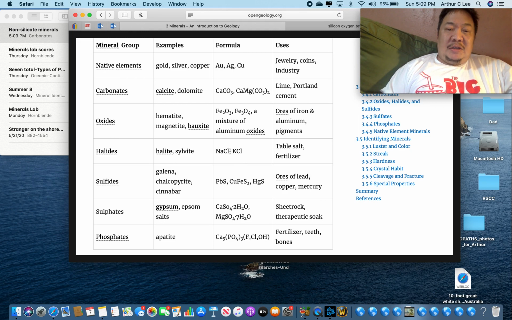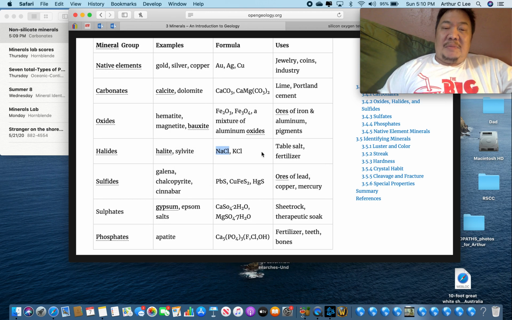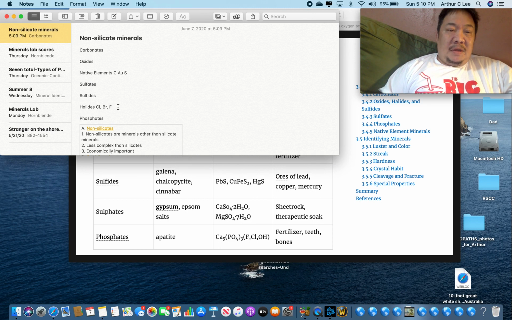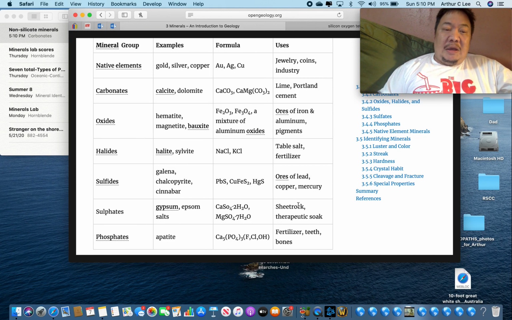Here's some halides. Sodium chloride, also called halite. You might remember this mineral had 3 directions of cleavage, a hardness of 4, non-metallic luster. Sylvite, potassium chloride, used in fertilizer. We also have another common halide mineral, CaF2, otherwise known as fluorite, used in toothpaste. If it's got Br, Cl, or F in it, it is a halide mineral.